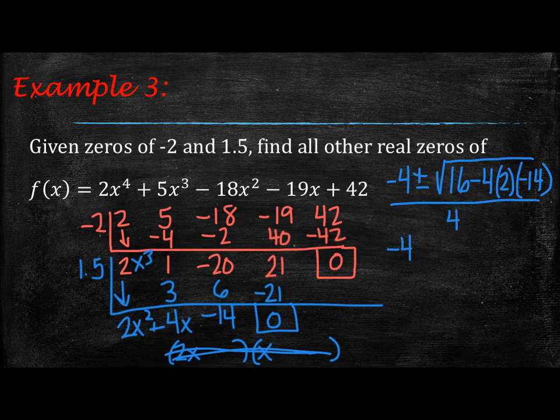That would be negative 4 plus or minus the square root of 128 all over 4. I had to get my calculator out to do that real quick. Then you go ahead and simplify the radical. So we have negative 4 plus or minus, let's see, I think 16 goes into that.